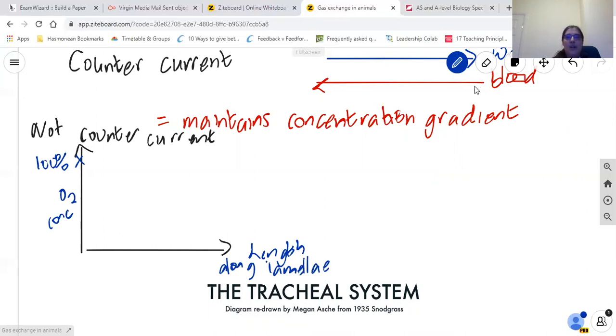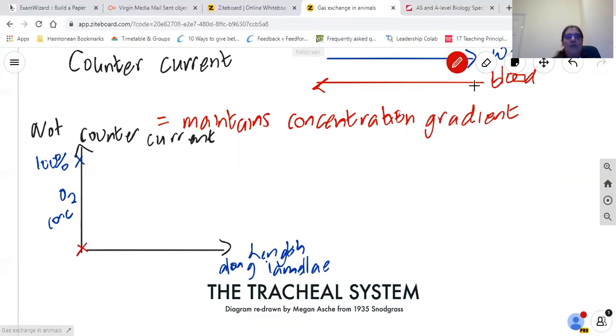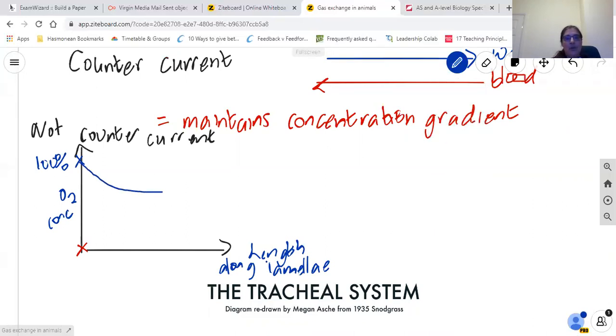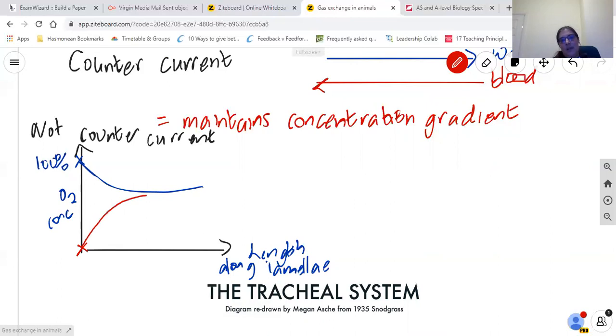So the oxygen comes in at 100% and the blood is coming in near 0. And obviously there's going to be a concentration gradient because the water has a much higher concentration of oxygen. But as it goes down the lamellae, it's going to decrease. And what's going to happen is that the blood is going to increase and they're actually going to meet. And about halfway along the lamellae, you're going to stop having a concentration gradient. So you're doing fine up to there. You're getting diffusion, but then you reach there and it just stops.